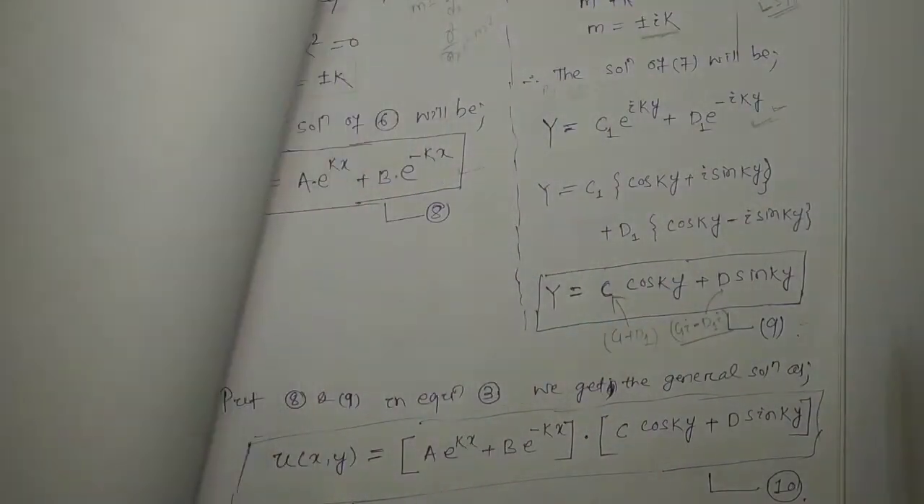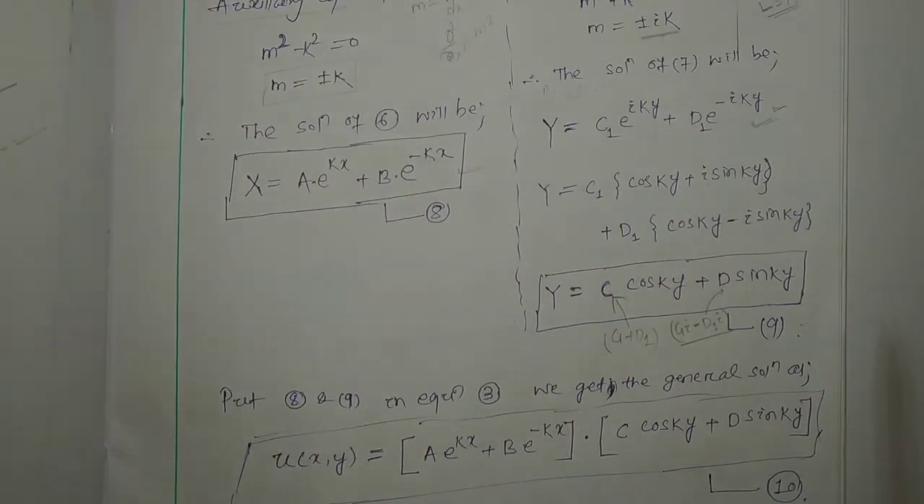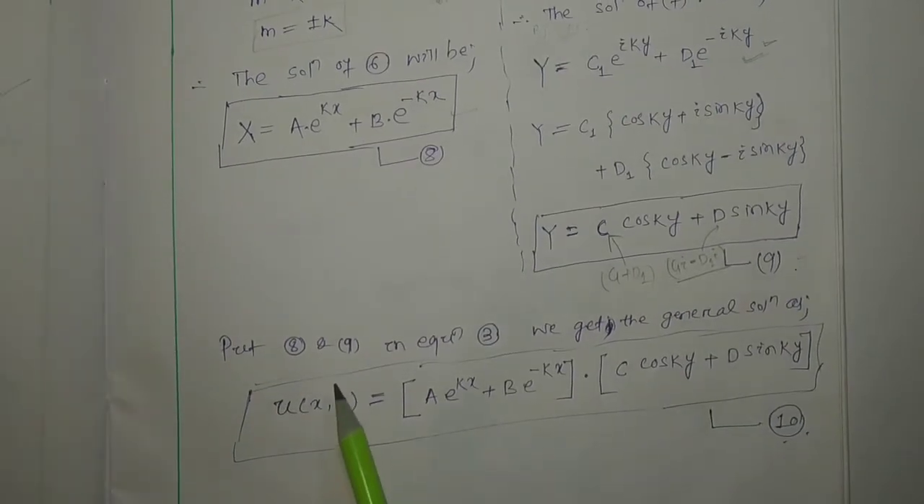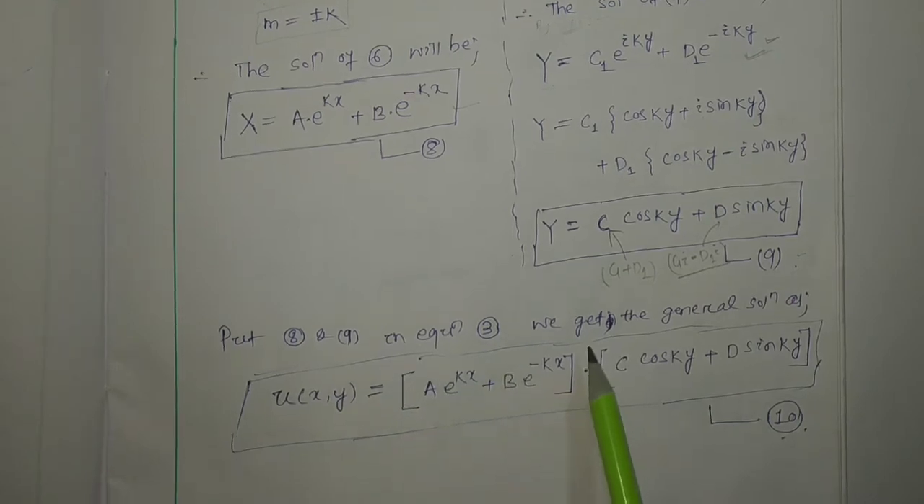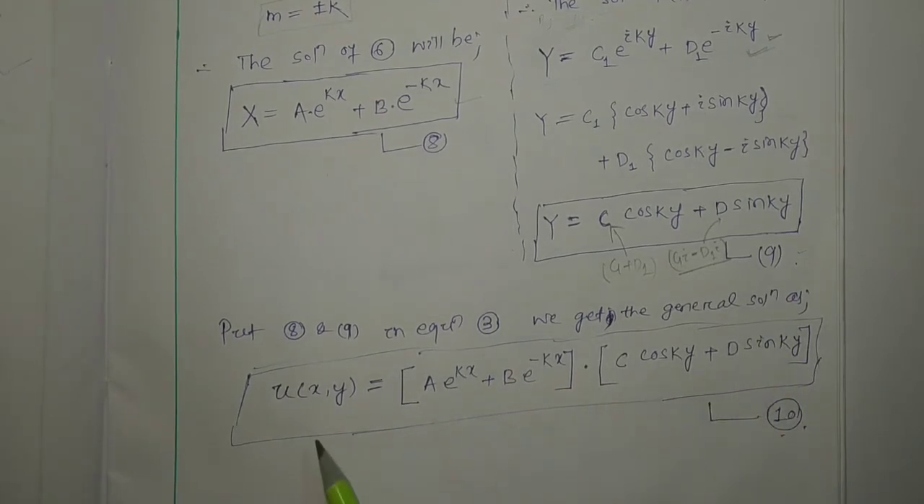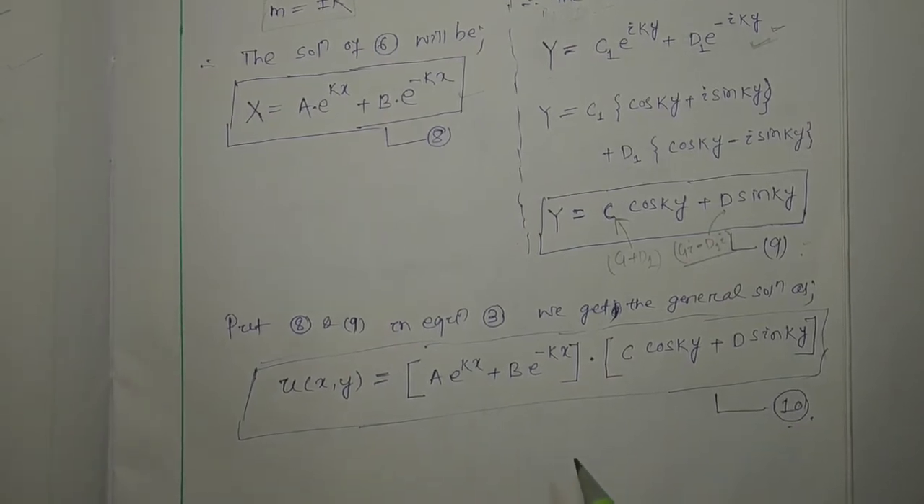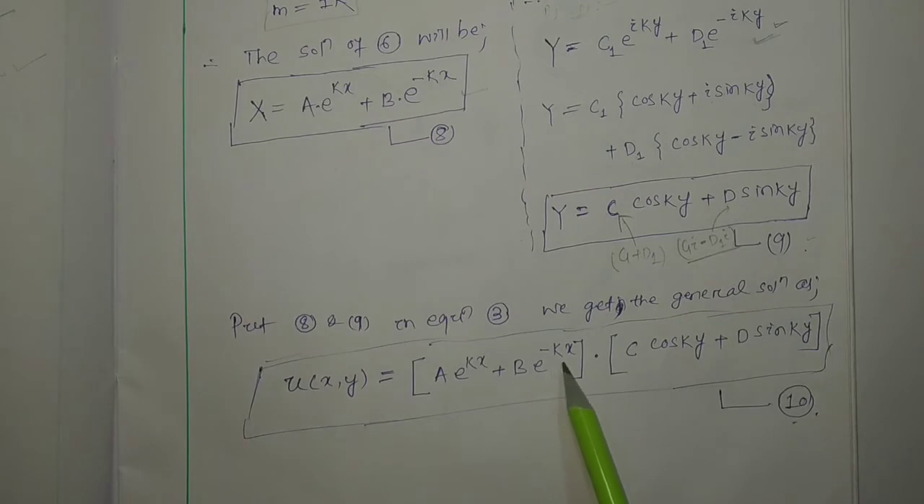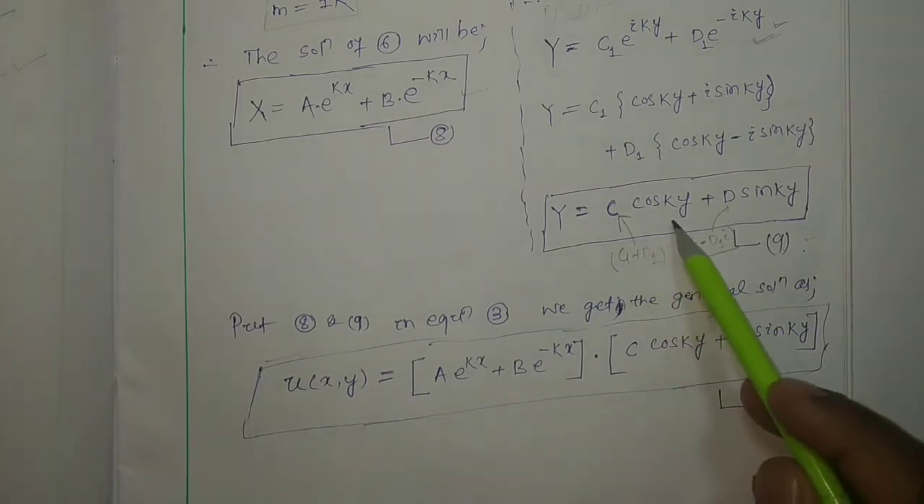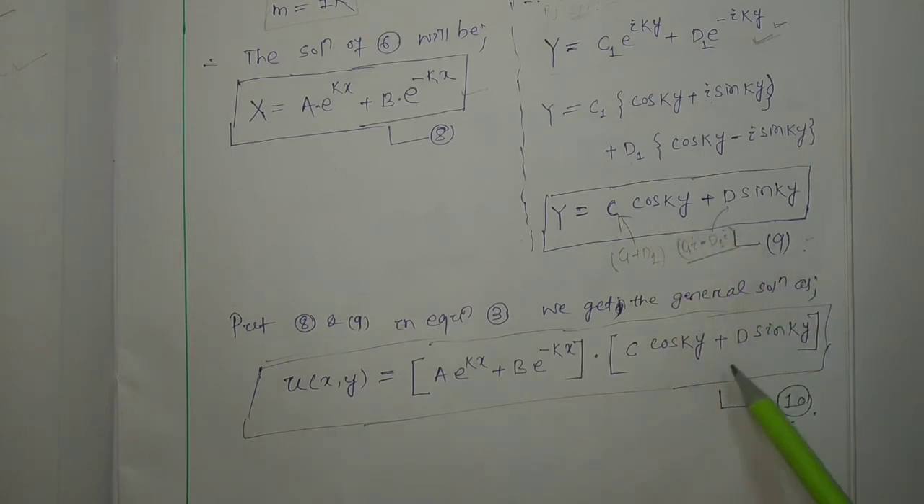You can see the general solution after substituting 8 and 9 values in equation number 3, we get the general solution will be u(x,y) equal to (A e^(kx) + B e^(-kx)) times (C cos ky + D sin ky). Let this be your equation number 10.